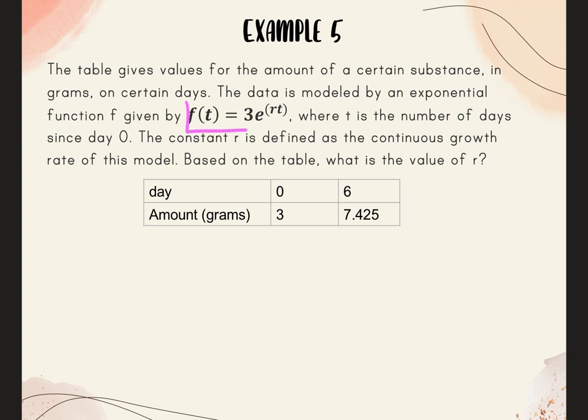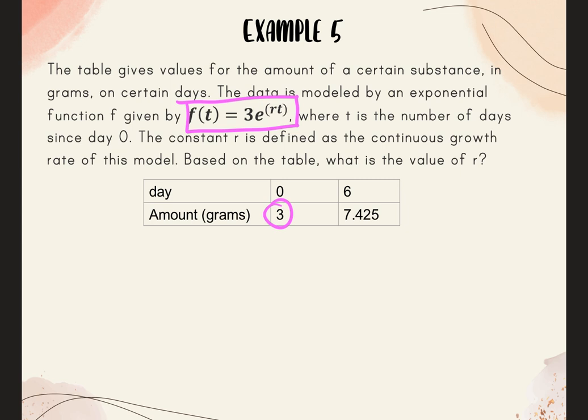First of all, if we look here, this is technically just PERT. Our initial value was 3. The base is e, and the exponent is rt. So they just set up PERT for you, compounded continuously. If that wasn't given to you, if it said that this was represented by an exponential model, then I would plug in the data.